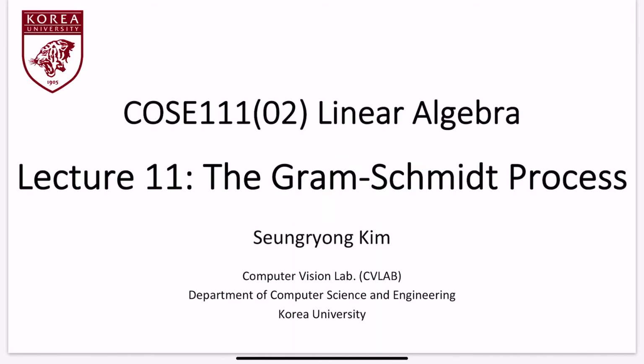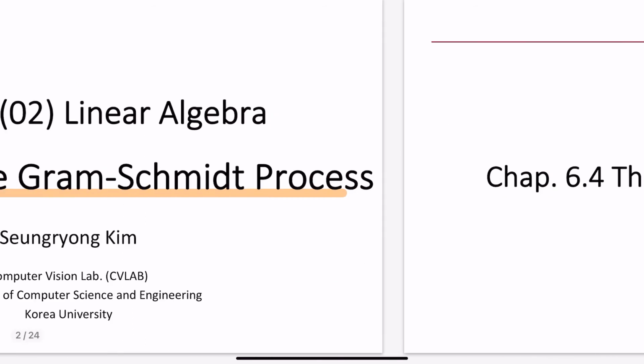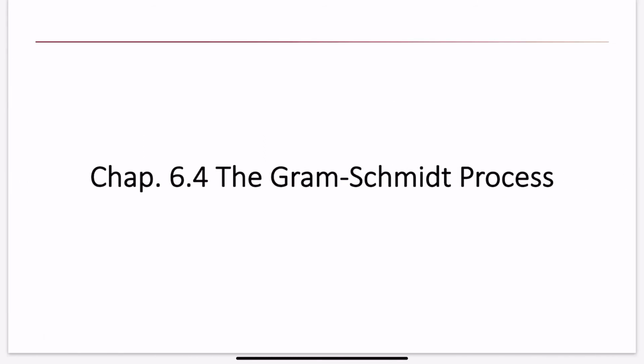Then today, let's move to lecture 11, the Gram-Schmidt process, where we can derive the QR factorization, which is another factorization compared to the LU factorization. This QR factorization is a generalized algorithm to factorize your matrix better. Okay, so before that, let's discuss the Gram-Schmidt process first. This is chapter 6.4, Gram-Schmidt process.